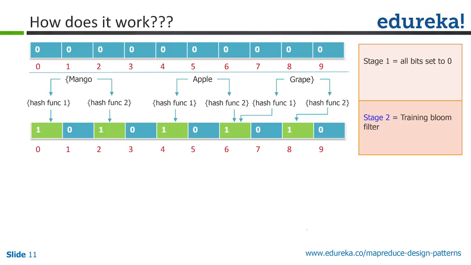So when you train on this corresponding data set, these are the set of things I have trained. I have trained only with mango, apple and grape. For mango the indexes are 0 and 2. For apple the indexes are 4 and 6.